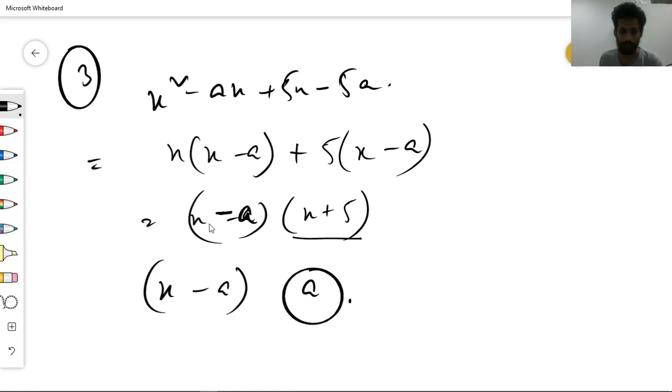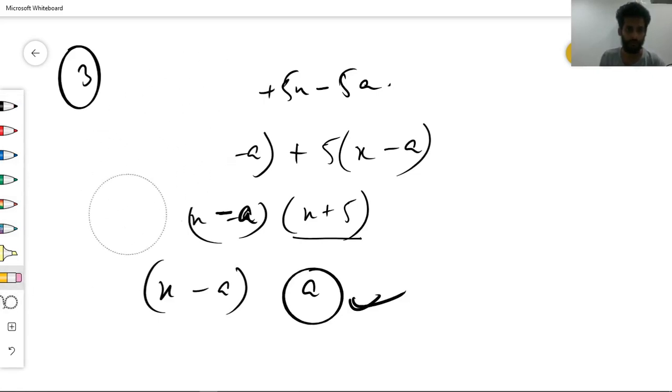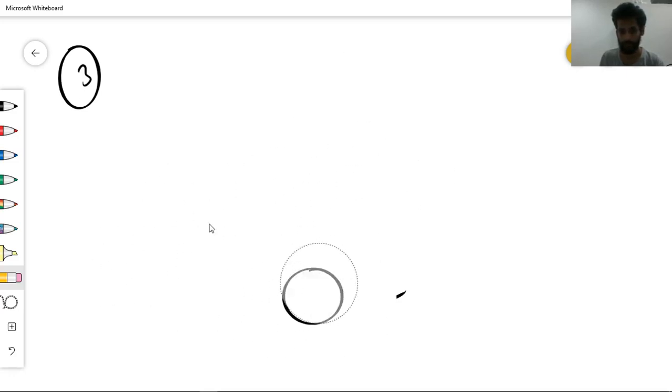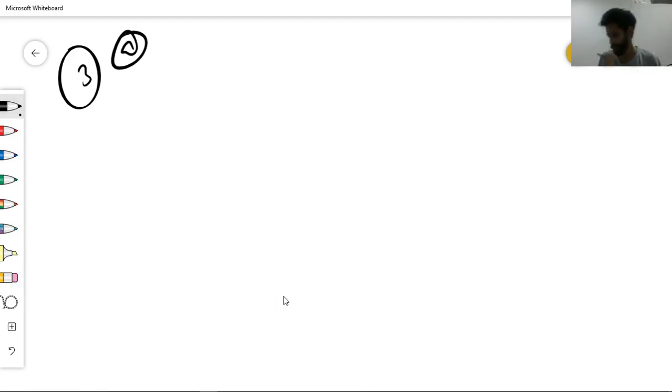Option a is the answer. You can do this in one more format also. In the previous chapter, you already got the division of this part.